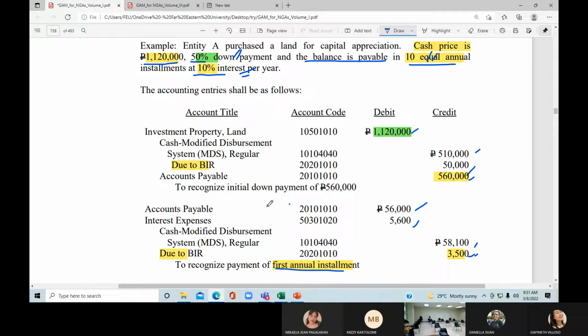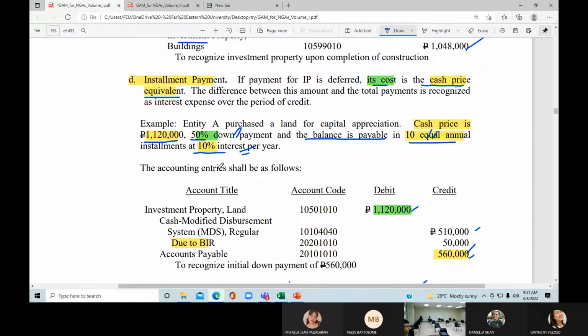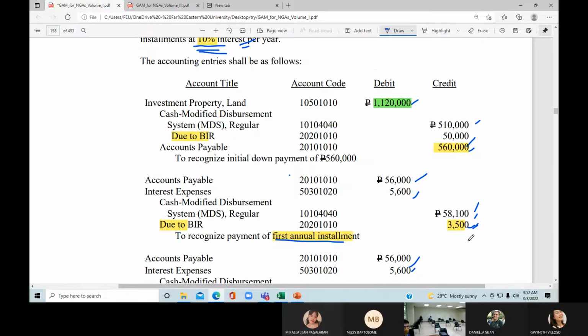So yung unang hulog ng accounts payable, debit accounts payable 56,000. Pero syempre may interest nga na 10% per year, no? So compute mo, 10% times 56,000, 5,600 interest expense. Credit, cash MDS regular, and yung withholding due to BIR.